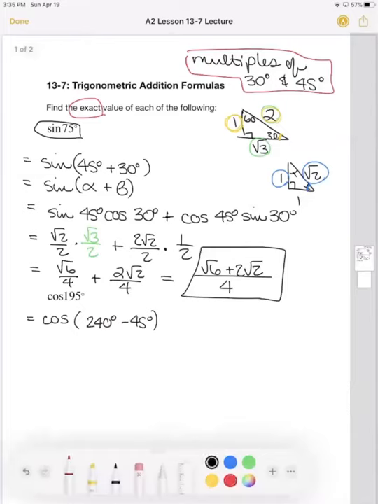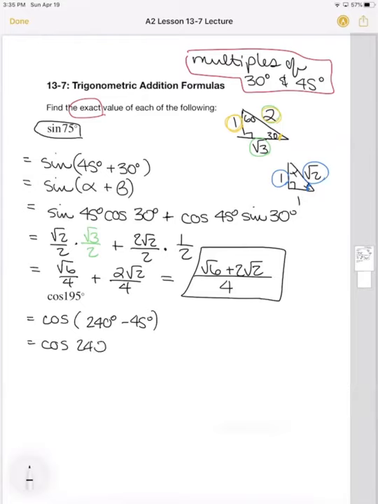So let's go ahead, we're going to do the very last formula now. We're going to do the cosine of alpha minus beta. So we're going to start with the cosine of alpha, which is 240. We'll figure that out in a minute. Okay, times, follow your formula, the cosine of 45 degrees. And then I'm going to add to that the sine of 240 degrees times the sine of 45 degrees.